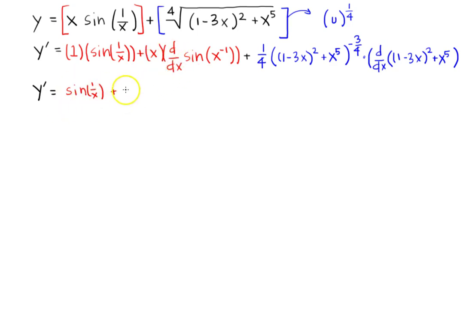Now what do I have? I have x times the derivative of this. Remember, that's the derivative of the original function. So that's going to be cosine of, well, that's 1 over x, or x to the negative 1. But it's chain rule. I've got to get the derivative of the inside one. So that's going to be multiplied by what? What's the derivative of x to the negative 1? Well, easy enough to do with the power rule. Negative x to the negative 2. All right, so I'll leave that alone, and I'll keep moving along.